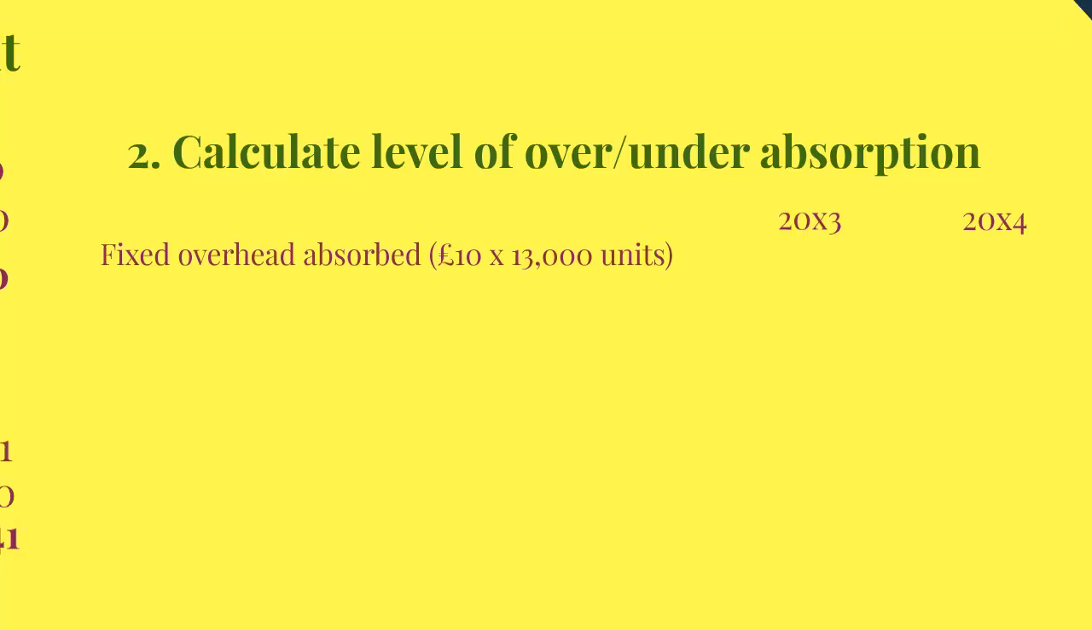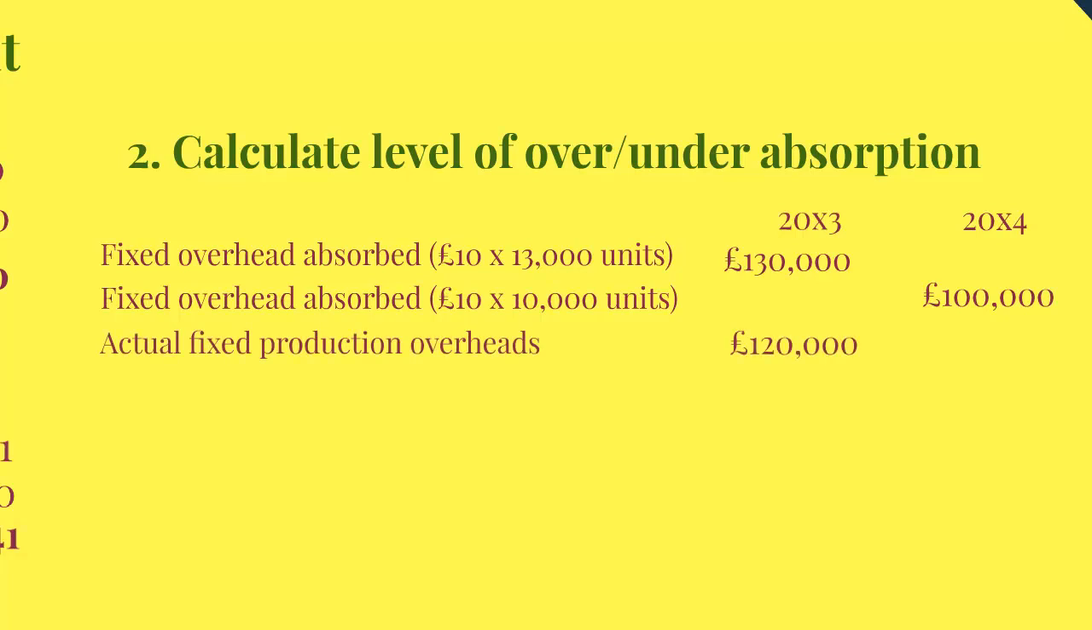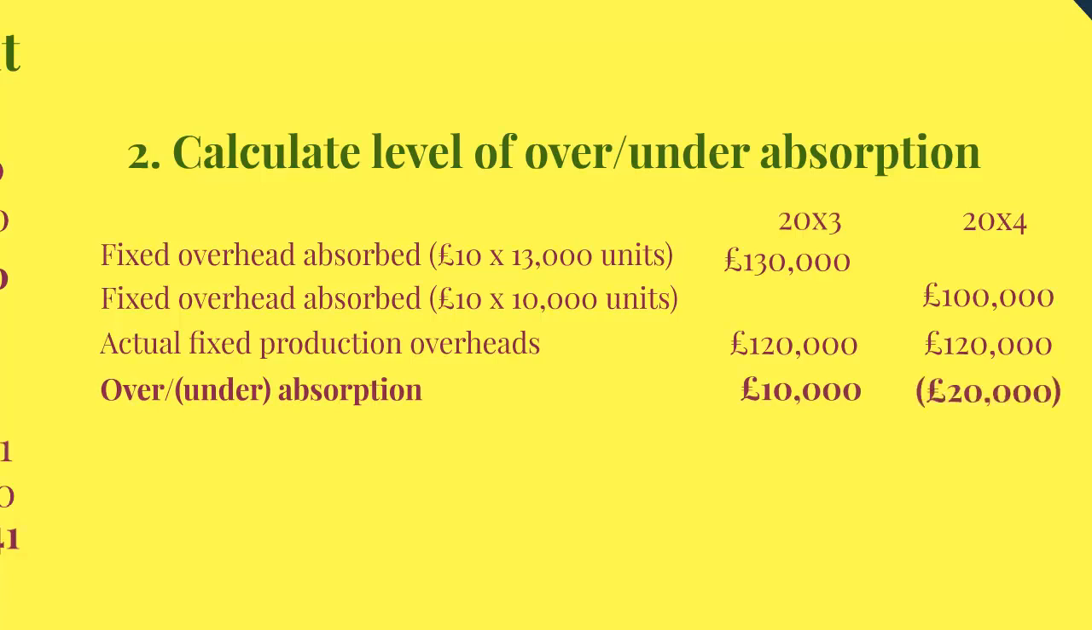So we have our fixed overhead absorbed for the first year of £10 per unit for 13,000 units, giving us 130,000. And for the second year, for 10,000 units, £100,000. And our actual fixed overheads were 120,000 in the first and second year's fixed costs, giving us our over absorption in the first year of 10,000 and under absorption of 20,000 in the second year. So we charge too high a price to our costs in the first year and too low a price to our costs in the second year.